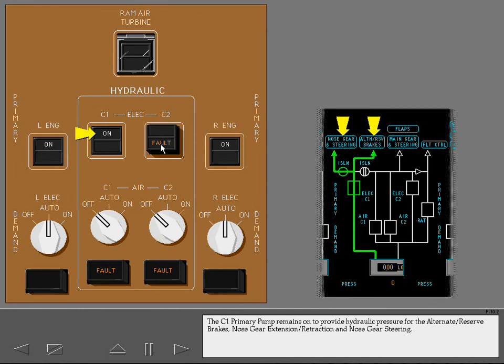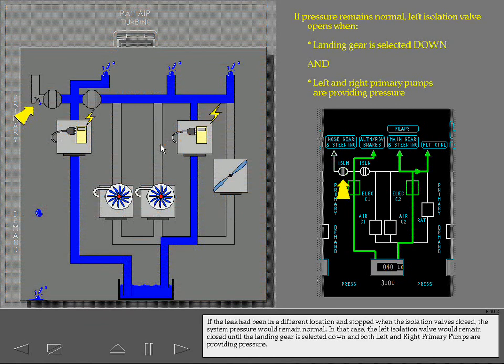The C1 primary pump remains on to provide hydraulic pressure for the alternate reserve brakes, nose gear extension and retraction, and nose gear steering. If the leak had been in a different location and stopped when the isolation valves closed, the system pressure would remain normal.